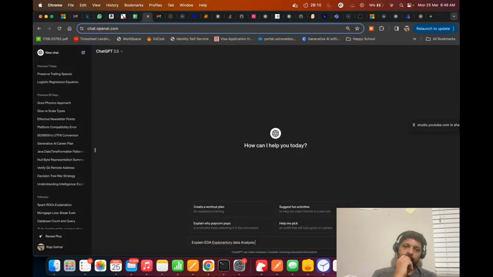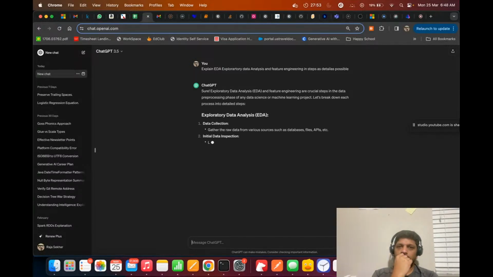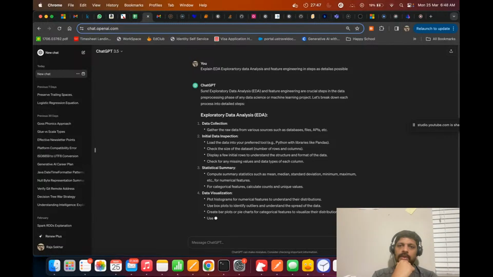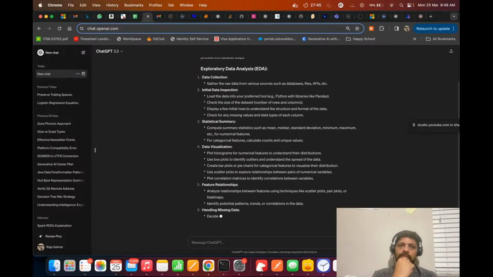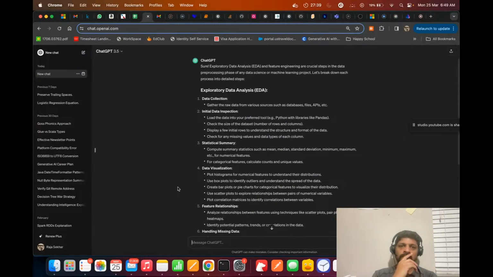Explain EDA, exploratory data analysis, and feature engineering in steps, as detailed as possible. Sure. In a data science or machine learning project, let's break down each process into detailed steps. Exploratory data analysis: data collection. Gather raw data from various sources such as databases, files, APIs, etc.